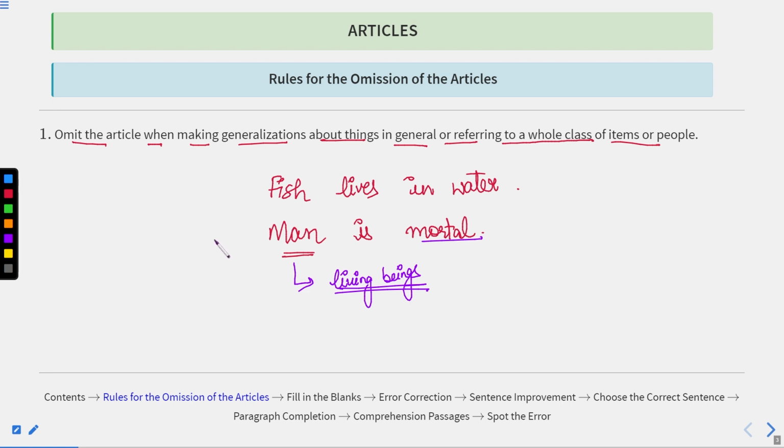Before such nouns, we cannot use any article. So here, before man, we cannot use an article. Now, if I say fish lives in water, it does not mean that we are only talking about fish. In fact, here fish means aquatic animals, all those animals which can live in or under water. So we are talking about the entire aquatic category.